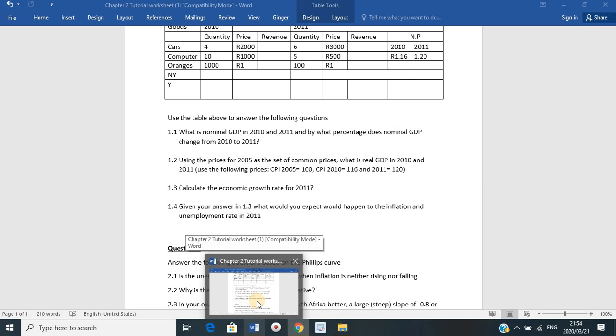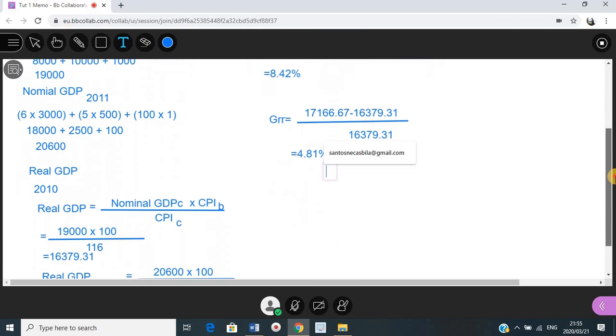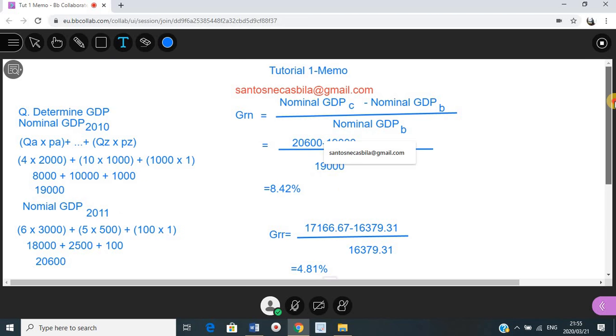Question 1.4 says, given your answer in 1.3, what would you expect to happen to the inflation and unemployment rate in 2011? Something interesting is that this growth rate is positive. First of all, what does this mean? It means that if the economy is doing well, you can see by its GDP that it is growing 1%, 2%, 3%, and so on and so forth. What does this really mean?